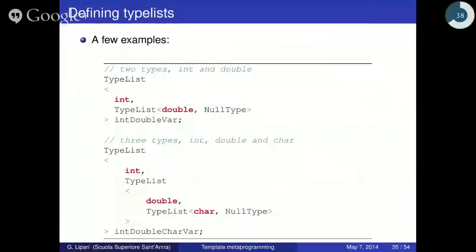Okay, so you have this recursive definition of type list. It's very difficult to write these kinds of things because you have to type a lot. It's not very nice to type all these things. So how can we simplify typing a little bit?